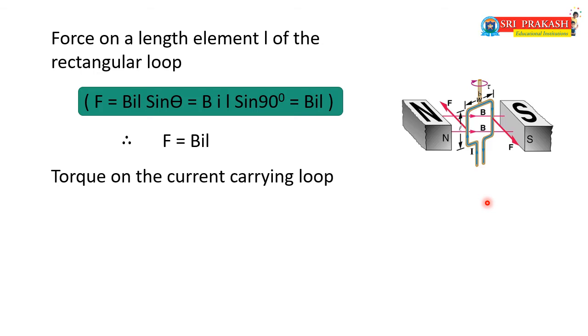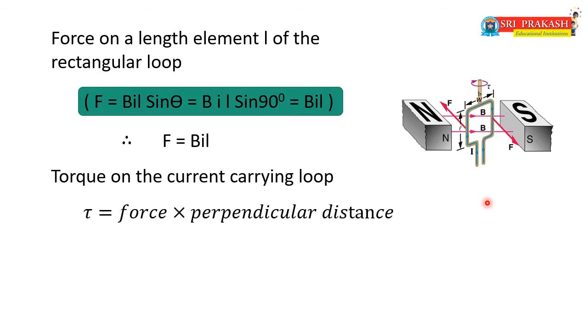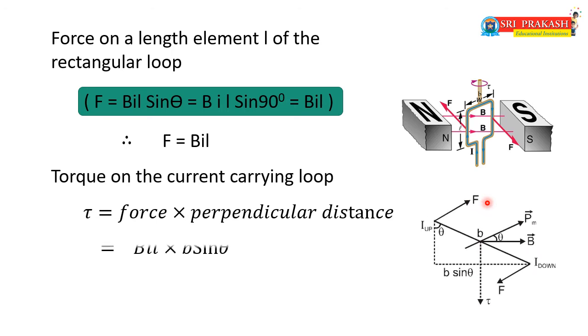So torque on the current carrying loop, according to the formula, is force into perpendicular distance. The force is BIL, and the perpendicular distance we analyzed already is b sin theta. If I substitute that value, force BIL and perpendicular distance b sin theta, then the total torque equals BI into L into b, length into width, nothing but area of the rectangular loop, so BIA sin theta. This is the torque on the rectangular coil.